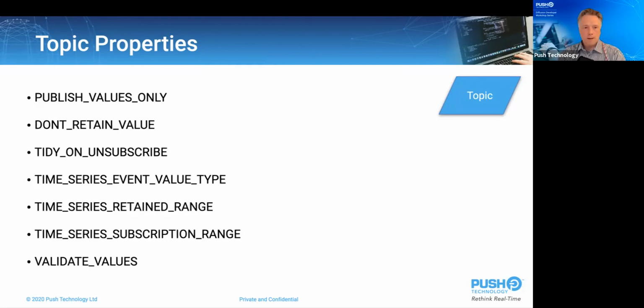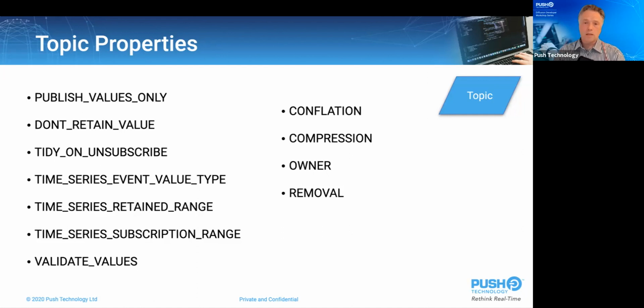So we're halfway there. Now, conflation, this will let you set the conflation policy for this topic. And we'll cover what conflation is shortly. It's an important part of the product, and it's powerful to know how to configure it. Moving on to compression, everybody knows what compression is. When topic updates are automatically compressed, this topic property governs the level of compression. The owner property is used by the security model when interpreting permission settings, and removal relates to automatic topic removal. And we'll go into this in a little more detail shortly.